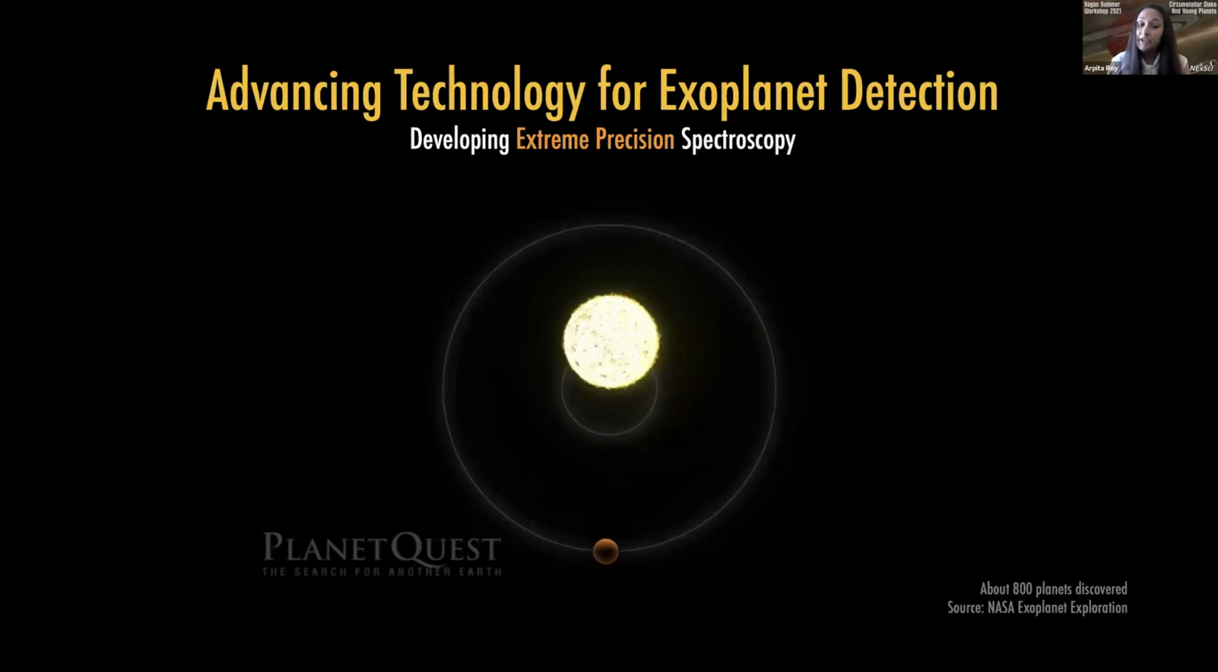Now, this is very challenging to do at the 10 centimeter per second level. For reference, 10 centimeters per second is about the speed that a tortoise walks. So this is a pretty slow speed that we're trying to measure, and these stars are light years away. So this is very challenging technologically.